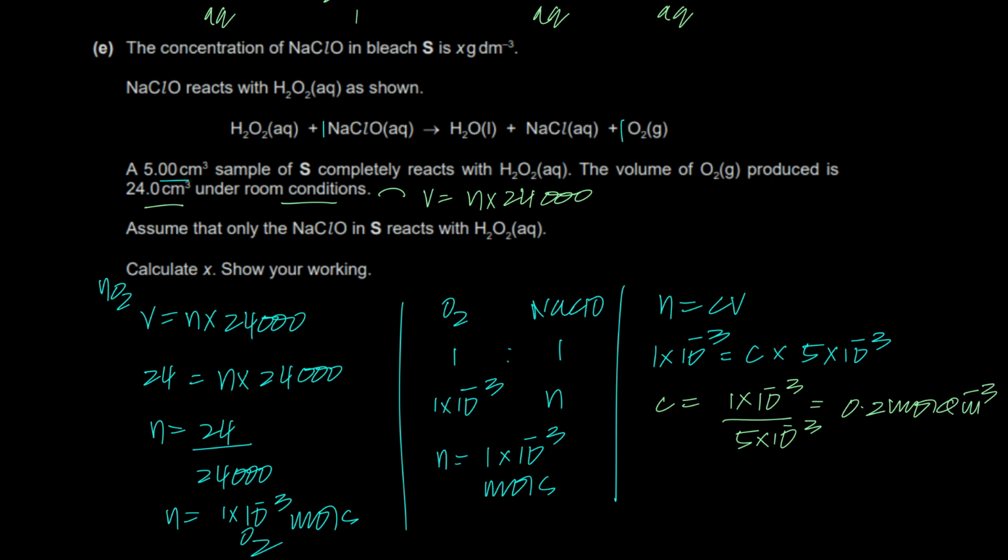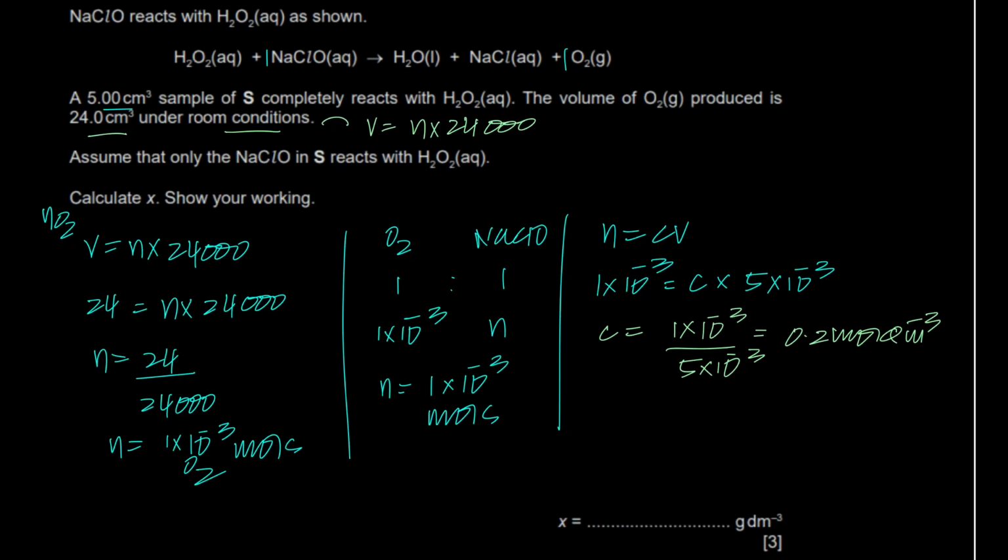And now you don't need it in mole per dm cube, you need it in mass per dm cube, right? Gram per dm cube. So how do you go from moles of NaClO to mass of NaClO? Mass equals mole times molar mass, right? Or mole times Mr, whatever you want to call it. The proper idea behind it is molar mass. So what's the mass? You need to figure this out. What's the mole? 0.2 moles.